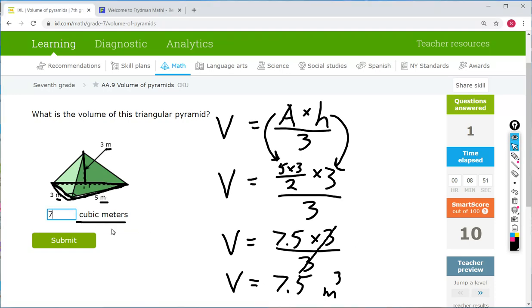I told you a couple minutes ago that you're not always going to be able to cancel the 3's out. We just happened to have 2 questions in a row where we had a 3 in the numerator, so that canceled out with the 3 in the denominator very nicely for us. But that's not always going to happen.